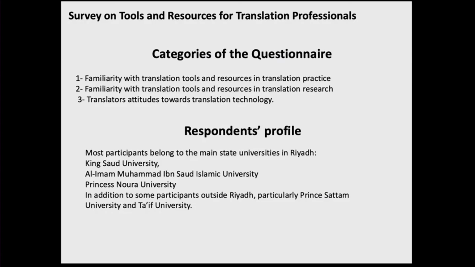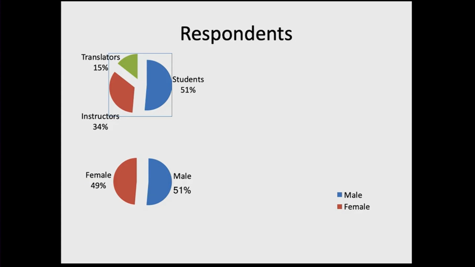So I made a survey on tools and resources for translation professionals. The categories of the questionnaire were familiarity with translation tools and resources in translation practice, familiarity with translation tools and resources in translation research, and translators' attitude toward translation technology. So I work in two areas, translation practice and translation research. Most participants belong to the main state universities in Riyadh, King Saud University, Al Imam Muhammad Saudi Islamic University, Princess Noura University, in addition to some participants outside Riyadh, particularly Prince Saddam University and Taif University. This is the percentage of the different categories of the respondents: students 51%, translators 15%, instructors 34%. And I've got 49% female and 51% male.